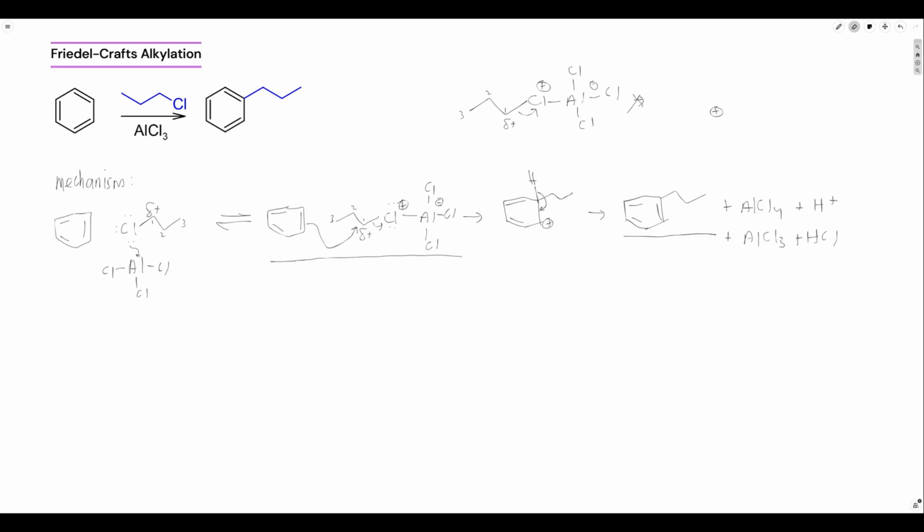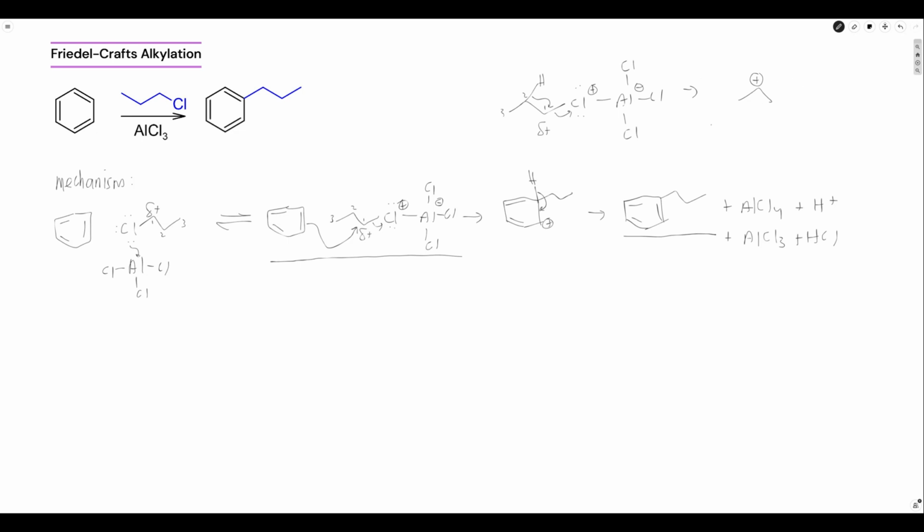Now, there are a couple of limitations to Friedel-Crafts alkylation, and I'd like to talk about a couple of them. The first and the most significant limitation of this chemistry is as follows. Let's redraw this complex. One of the things that can happen is hydride from C2 can shift to C1, displace the chloride, and what you now get is a far more stabilized secondary carbocation.